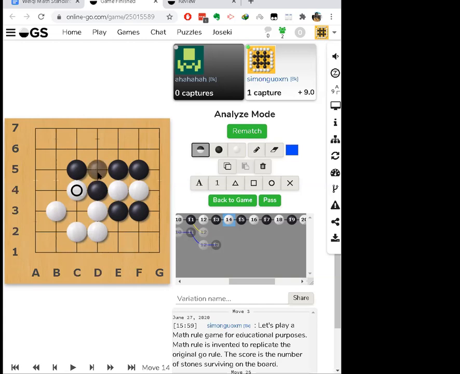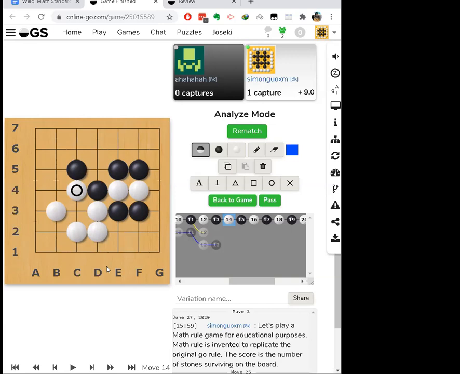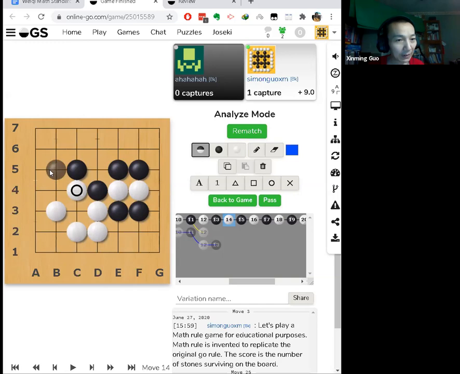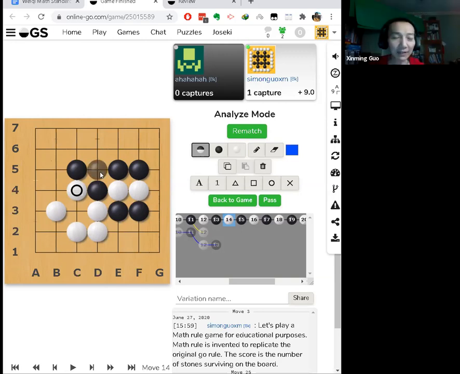Sophia, where do you think black should play? Do you want to play a connection move? This D4 is in danger. I think black should play D5. D5. Okay. This one is connect. Connect is one way to deal with risk. And this one makes sense.